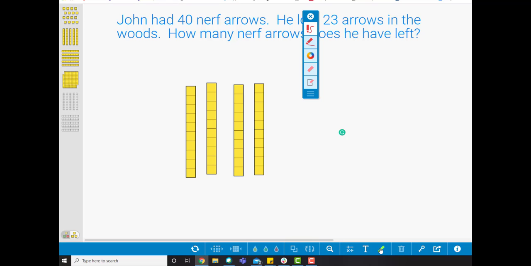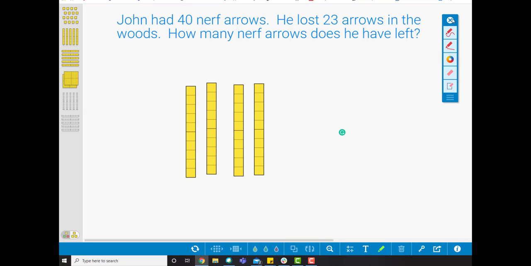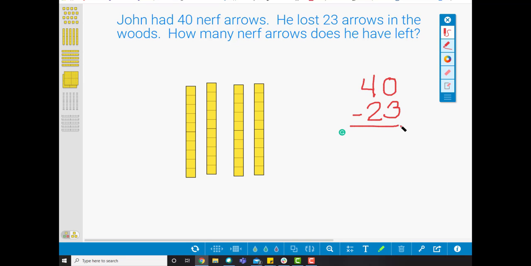So your job is going to be to use the tools that are provided in this app, and you're going to model these side by side. So I'm going to write 40 minus 23. Okay, so here we go.